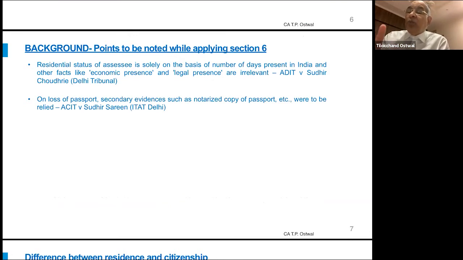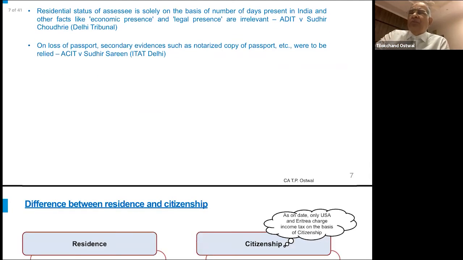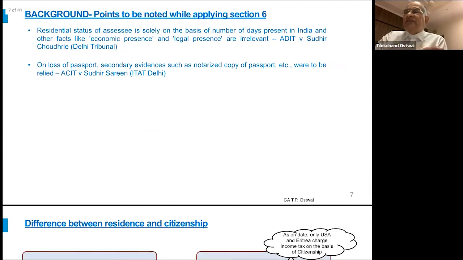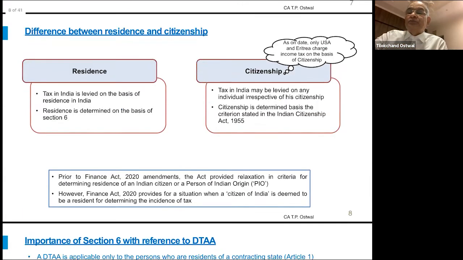So therefore, while planning, you should calculate both the days to be in India, the day when you have left and the day when you have arrived. But if you are forced to have a litigation, then in my opinion, in the litigation situation, you can defend yourself based on the tribunal decision, and you have a better position following the tribunal decision. Then other concepts like economic presence, legal presence are irrelevant for income tax purposes. Income tax purposes only say number of days stay, that's all, nothing else.